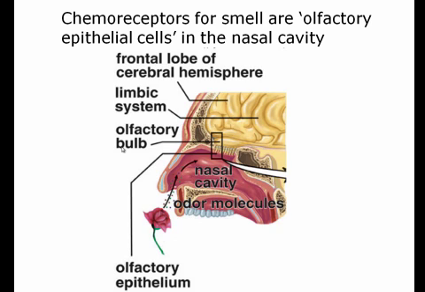So here we see a section through the head. You can see the nostril, the nasal cavity. If you look right up at the top of the nasal cavity in the little box, this is where the olfactory epithelium is found. Once again, specific molecules bind to specific receptors, and we interpret that as various odors.